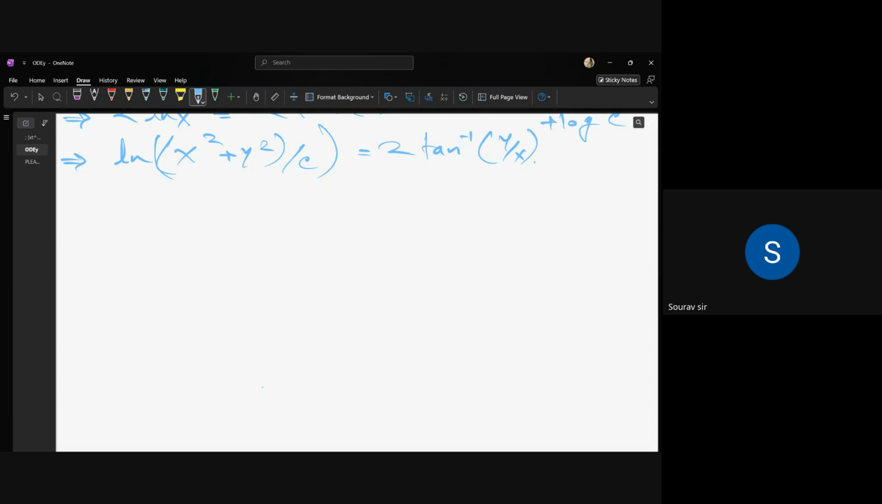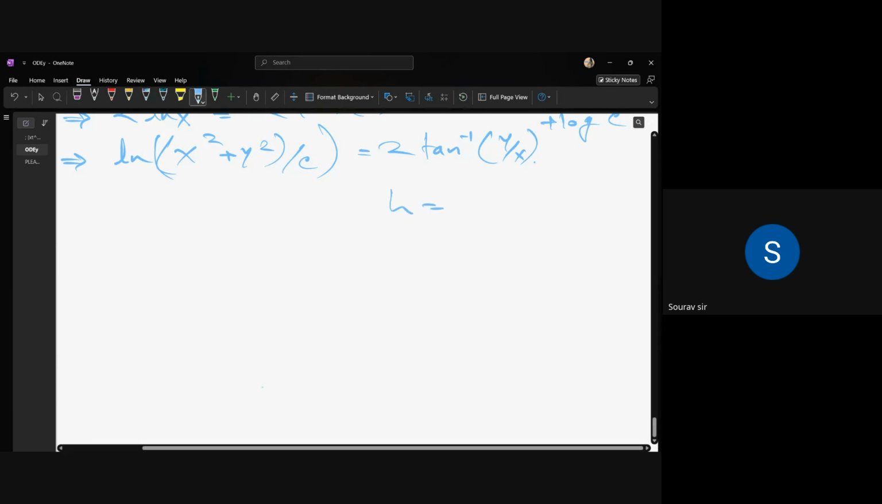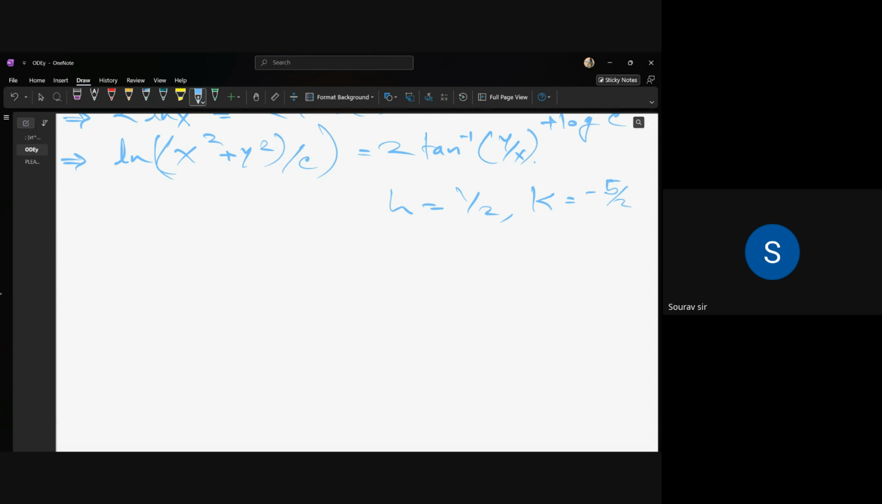so let us go to the previous part. So we know that our h is half and our k is minus 5 by 2. So from this we can write our general solution in the form of x minus half. Okay, so from this we basically use another thing. Let us make it x square plus y square upon c equals to e to the power 2 tan inverse y upon x. So we know what?